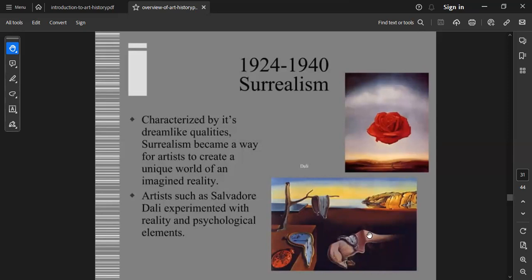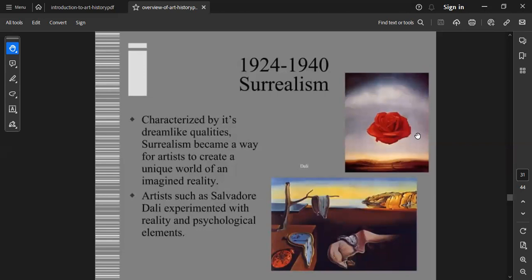Sometimes these questions are to the society, to the emperor, sometimes to the people themselves. So for example, a rose out of nowhere floating in the sky. This has a lot of symbolic expression. Surrealist works are far away from reality, but they have a lot of symbolic meaning, right? So in design also, there are a lot of surrealistic works which are appreciated. Surrealism became a way for artists to create a unique world of an imagined reality.